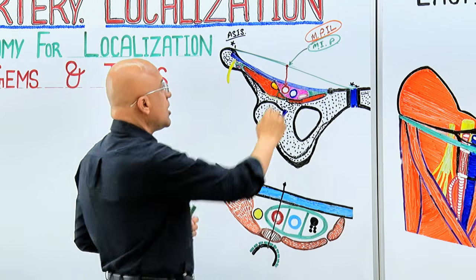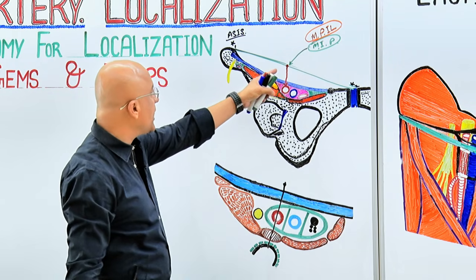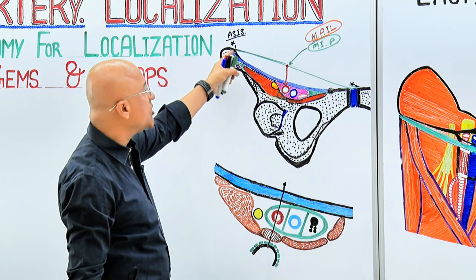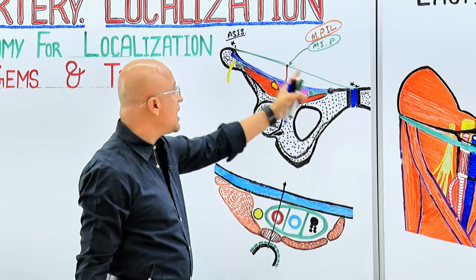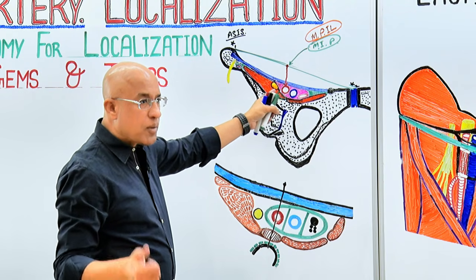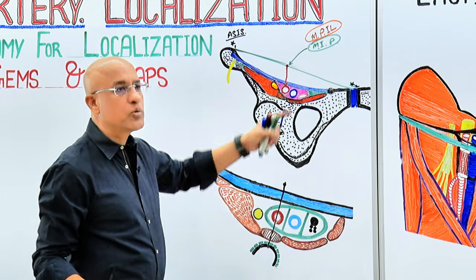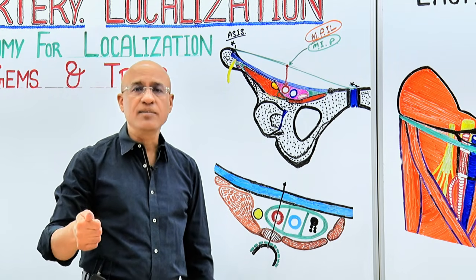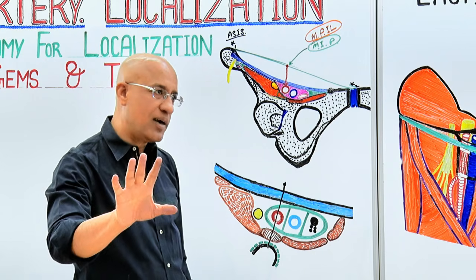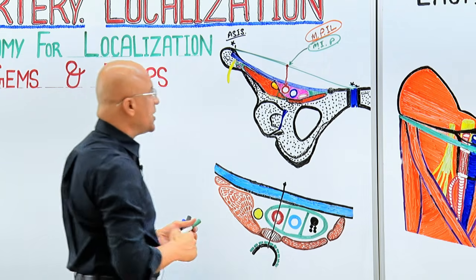First of all, mid-inguinal point, what is it? It is exactly the midpoint between the anterior superior iliac spine and the pubic symphysis, and when you press at this point just below the inguinal ligament, you are able to localize which artery? Femoral artery, right?